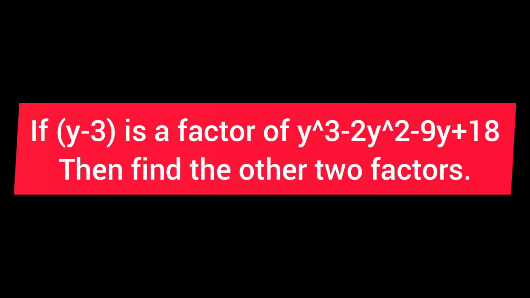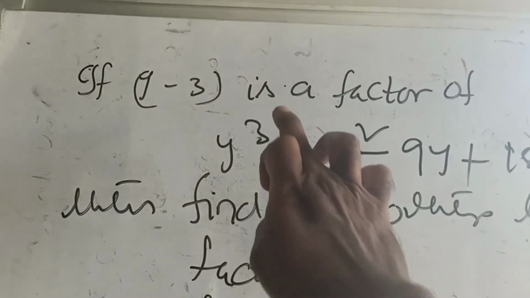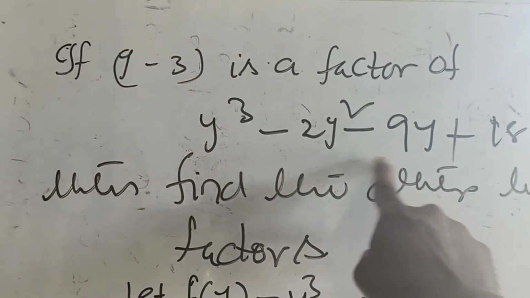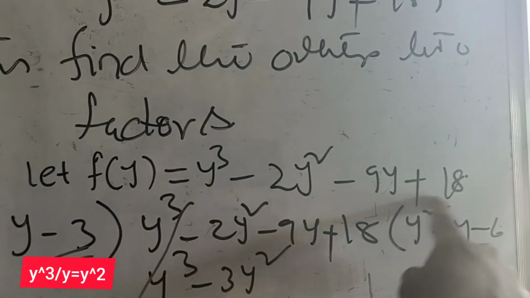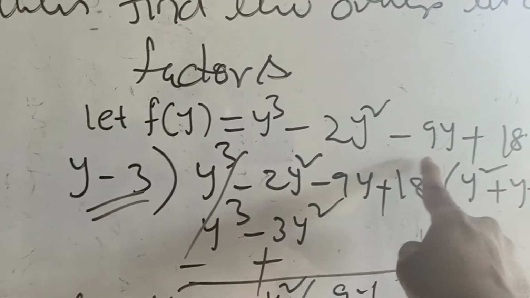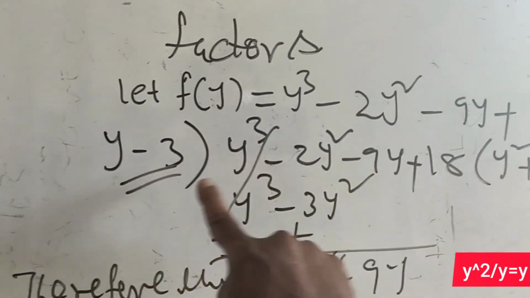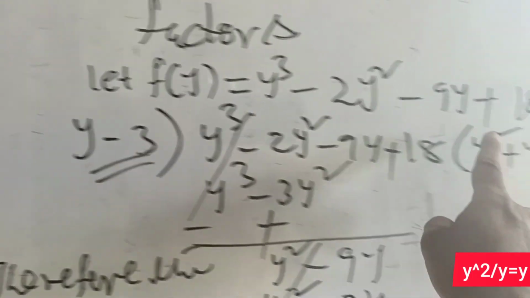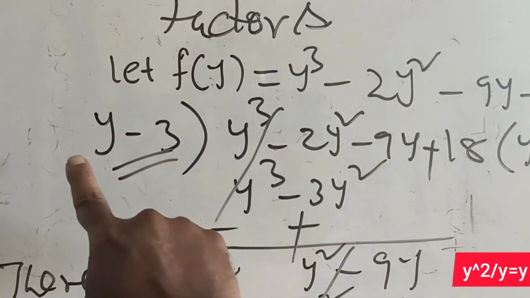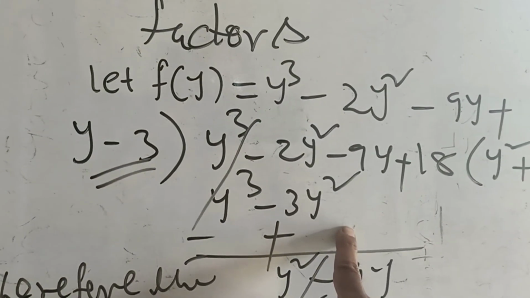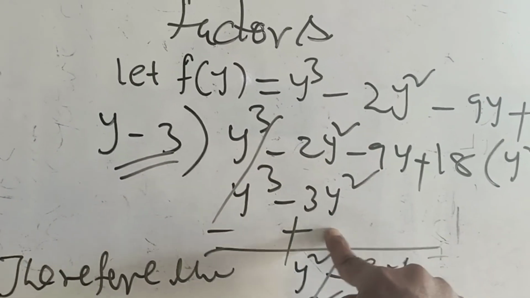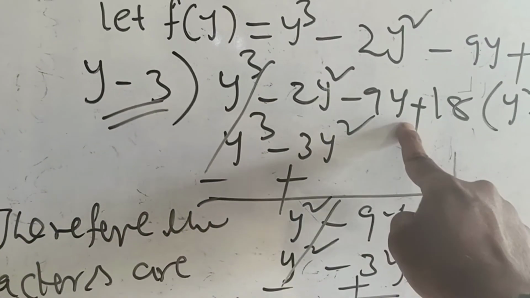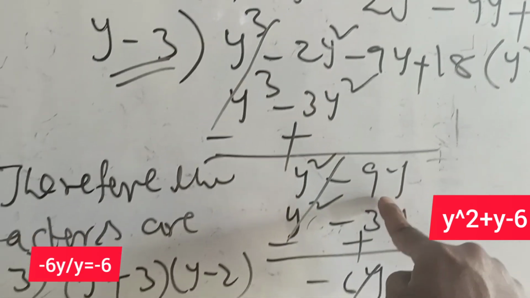Y minus 3 is a factor of y cube minus 2y square minus 9y plus 18. Then find the other two factors. Let f of y is equal to y cube minus 2y square minus 9y plus 18, which is divided by one of its factors, y minus 3. Y square into y minus 3, y cube minus 3y square. On subtraction, we'll get y square, bring down minus 9y, therefore y square minus 9y.